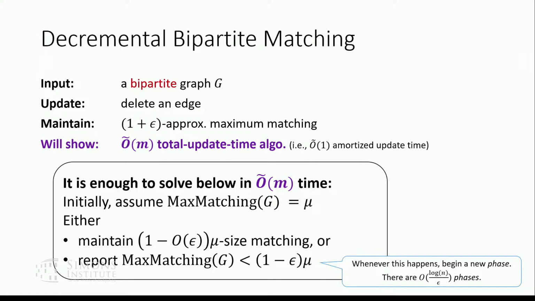We start with a maximum matching size mu, and we want to maintain a large matching size mu, or say there's no large matching anymore.